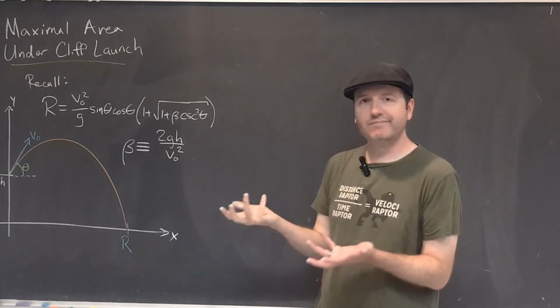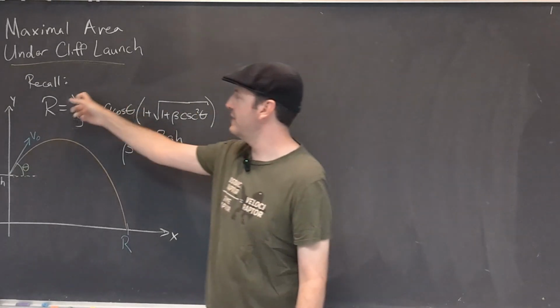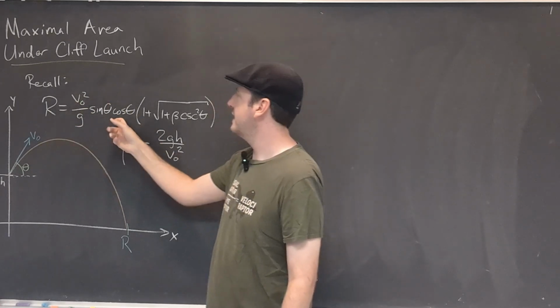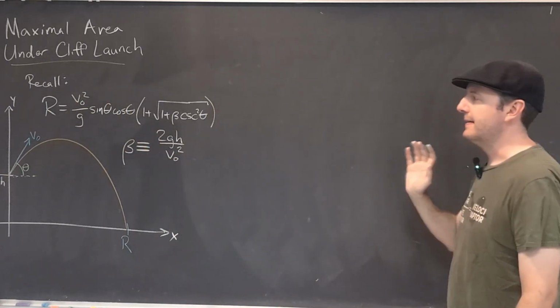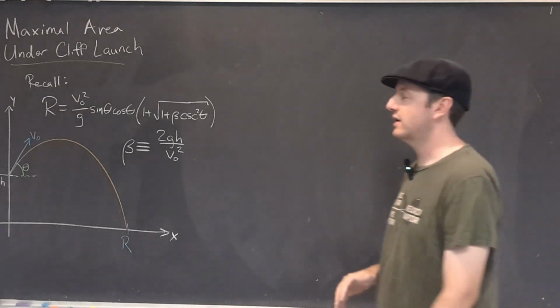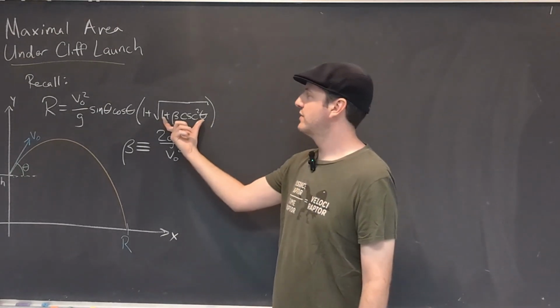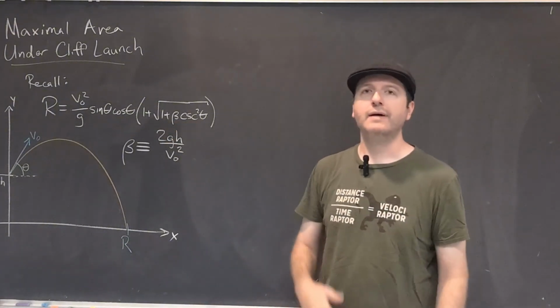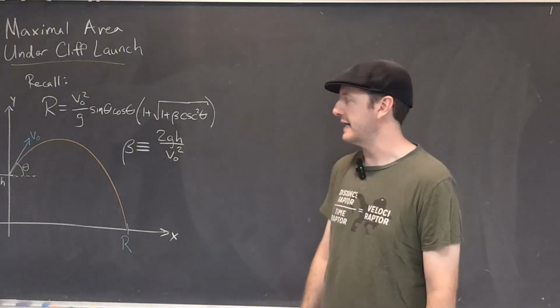It's not super clean, but this first bit is exactly what we would get if we had h equals 0. So that's the usual range formula on level ground. This extra little square root piece is what we get by including this factor of the height.